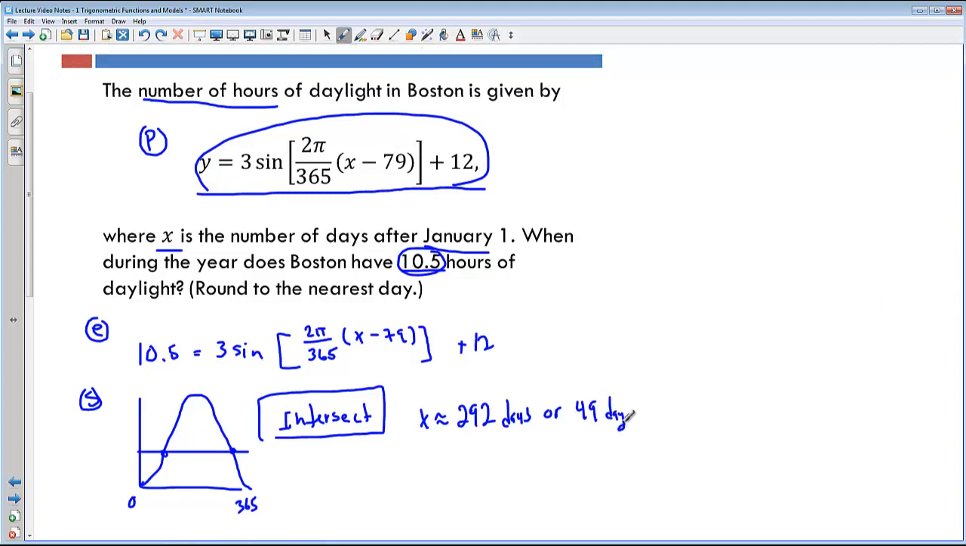And so after 49 days, after January 1st, we could actually add this after January 1st. So 49 days after January 1st or 292 days after January 1st, you'll get about 10.5 hours of daylight in Boston. So that's kind of a nice application. And not too bad because they give you the formula and then you just got to solve the equation. And I usually let you guys use the calculator to solve these sort of applied problems. And then I save the easier trigonometry equation problems to do without your calculator.